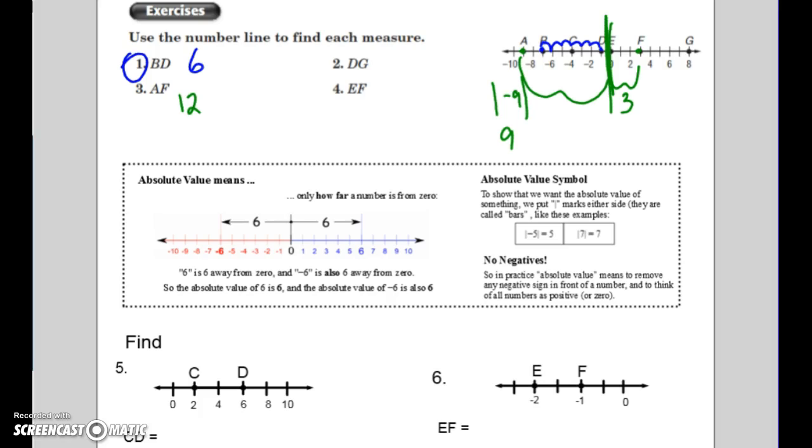Okay? So DG. How far is it from D to G? Try to do the method rather than counting from D to G. So we're going from D to G. Here's 0. How far do we get from 0 to there? 1. And how far do we go from here to here? 8. So that means my distance is 9.